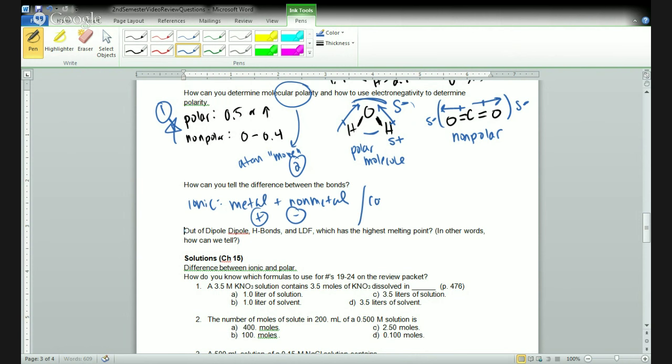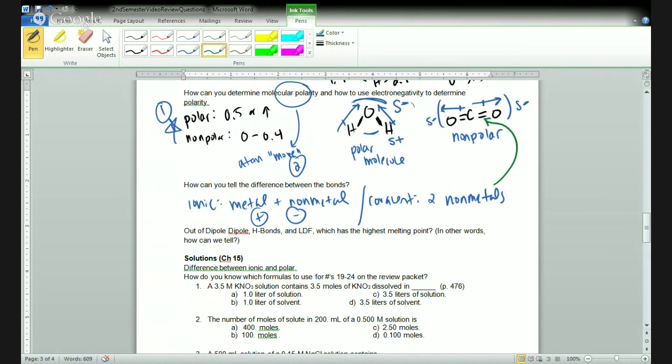In a covalent bond, you have two nonmetals. So what they're going to do is they're going to share electrons, so you don't see the positive and negative. What you see instead are these lines, and those lines indicate the sharing of one or more electrons between the two atoms. So that's the difference between ionic and covalent.